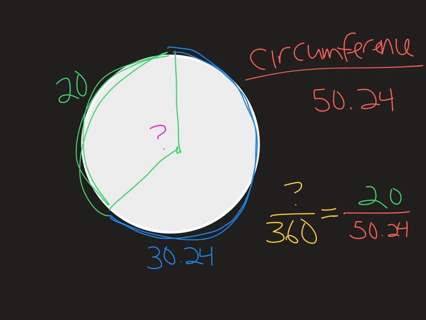So this is the same idea as before. Let's multiply both sides by 360. So we'll cancel out there and we'll cancel out here. And so on our calculator, we will do 20 times 360 divided by 50.24. And we got 143, I'll call it 143.3. So that's the number of degrees in that arc. So that's another scenario we could be given.